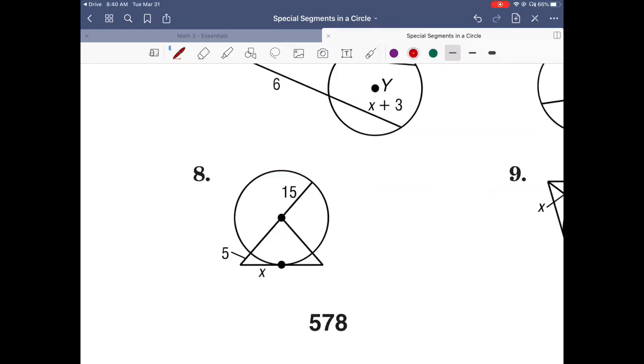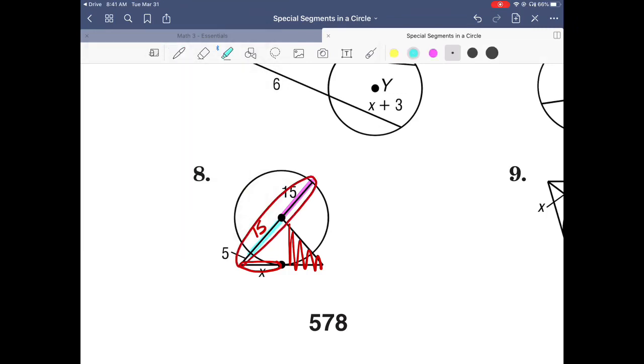All right, let's look at number 8. So notice that this section is a radius. So this section also would be a radius. So it's 15. Okay. So we have a whole bunch of extra stuff. This part over here I don't really need. Let's just think about it the way we've been doing it. Here's one section and here's my other.